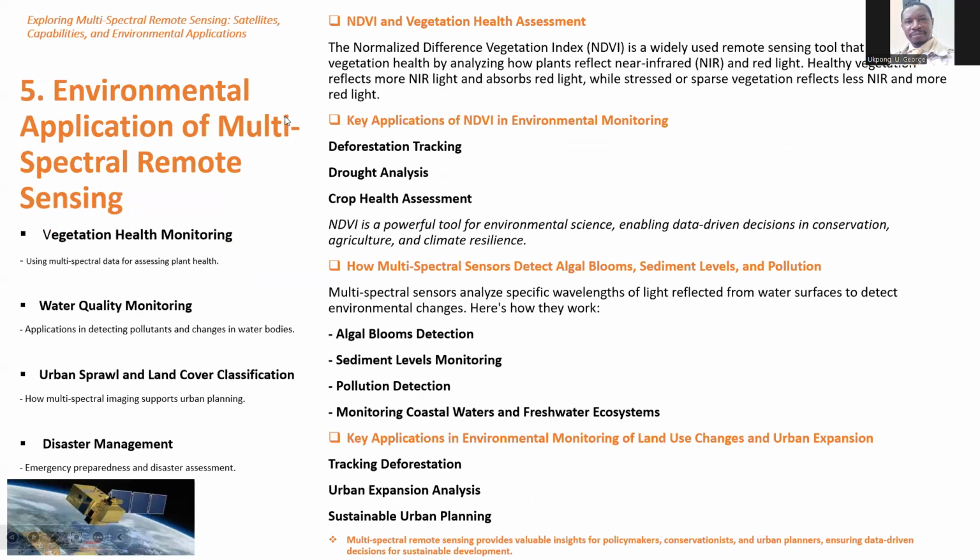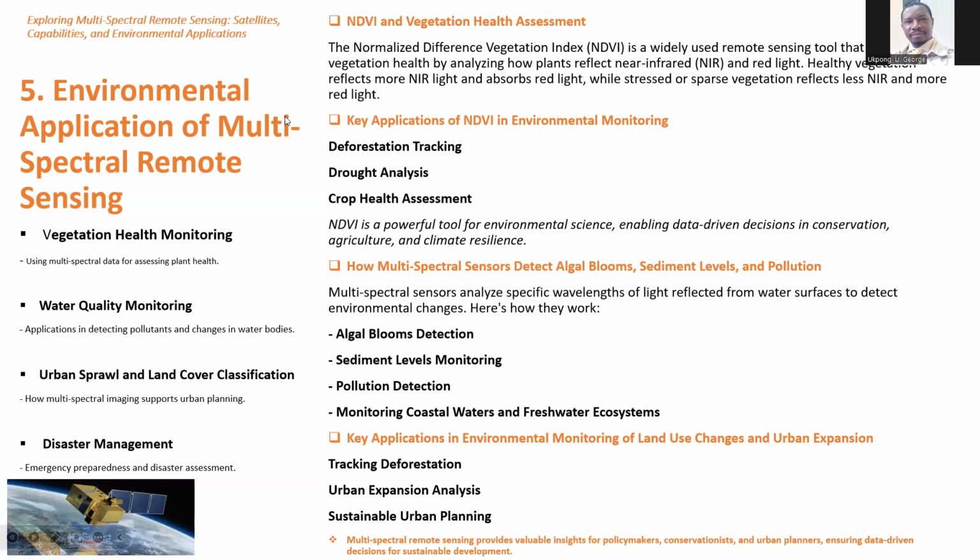Application of environmental application of multispectral remote sensing. We're looking at the application of multispectral remote sensing in the areas of vegetation health monitoring, water quality monitoring. It is used in urban sprawling and land cover classification. It is also used in disaster management, emergency preparedness, and disaster assessment, to be very specific.